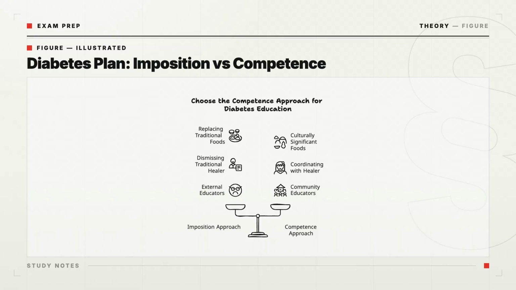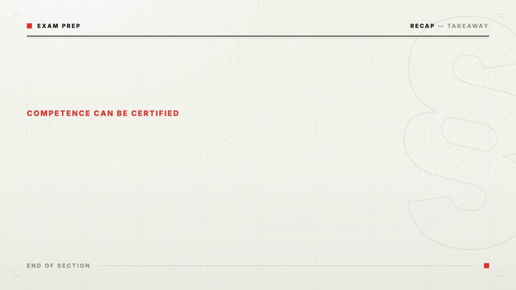Applied to a real plan, the difference is concrete. The competent design builds teaching around the family's traditional foods rather than replacing them, coordinates with the healer instead of contradicting him, and uses community members as educators, still aiming at the same clinical goal of glycemic control.